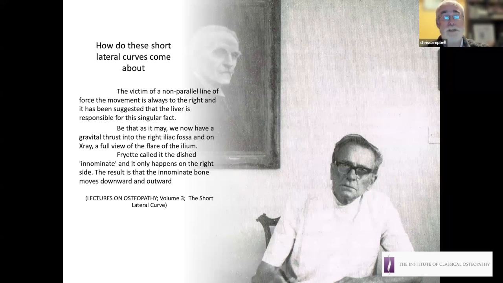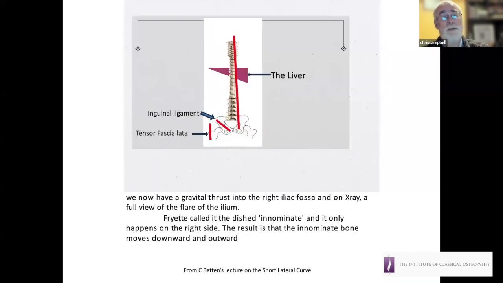So you have a gravitational thrust into the right iliac fossa, and you get a flared ilium. Fryette called it non-neutral. So it flares out, moves up and anterior on the right. And the left then moves in the opposite direction. And with that, we also get tense inguinal ligament on the left-hand side and the tensor fascia lata on the right.